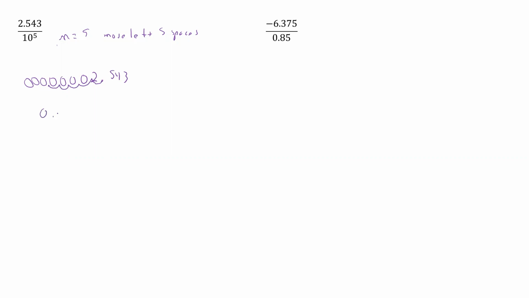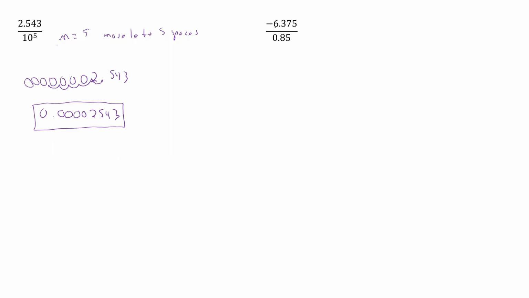So that gives us 0 point. And we have 1, 2, 3, 4 zeros. 2, 5, 4, 3. And then that would be our answer because we just had n is equal to 5. So we moved left 5. So 1, 2, 3, 4, 5.